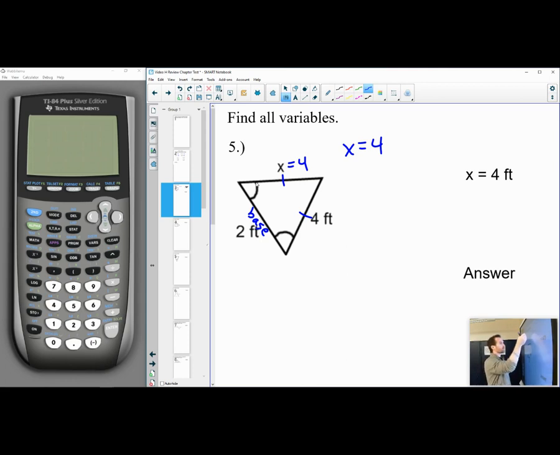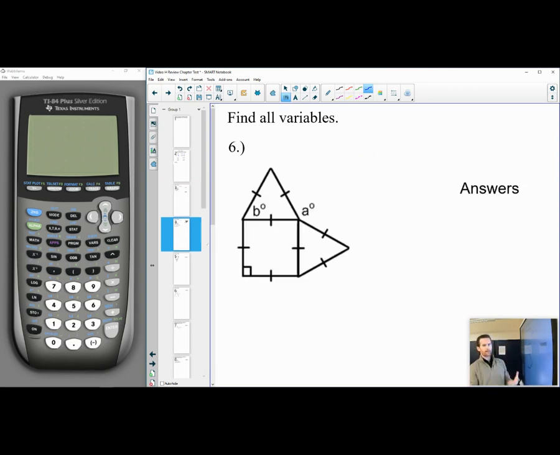So this is one way to do it. The other way to do it without finding the base is to remember that the two congruent sides are always opposite from the two congruent angles. So if we start at this congruent angle and go opposite across the shape, we hit x. And if we start at this congruent angle and go across the shape, we hit 4. That means 4 and x are the congruent sides. So either way, we still get the same answer. Use the way that makes most sense to you.